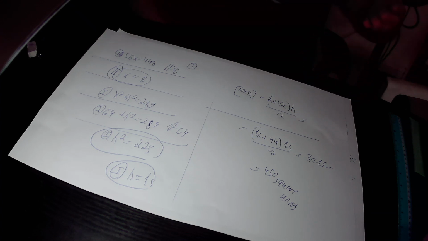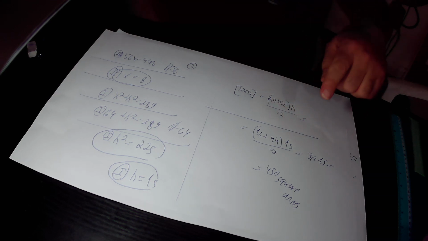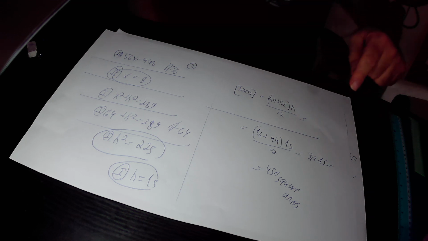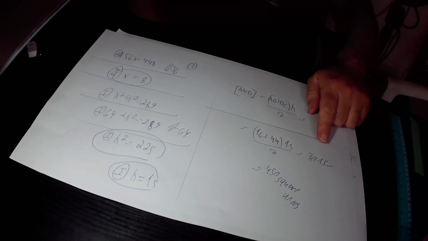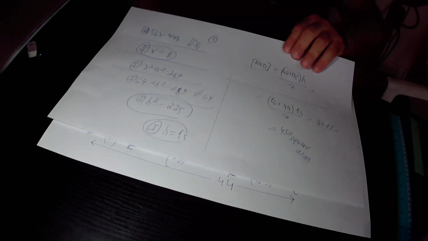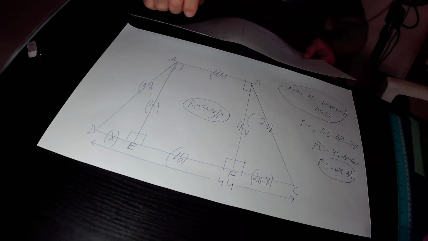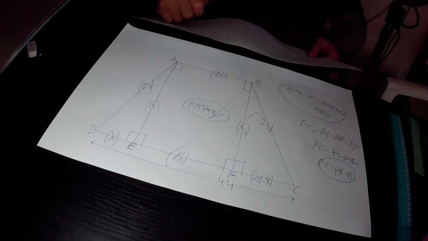So in total, the area of trapezoid ABCD equals 16 plus 44, that is 60. 60 over 2 is 30. So the area of trapezoid ABCD equals 30 times 15, that is 450 square units. Again, we found that the area of this trapezoid ABCD equals 450 square units. Okay, thank you very much.